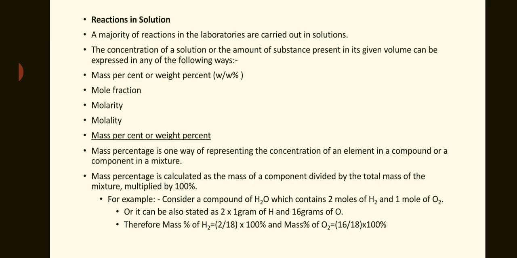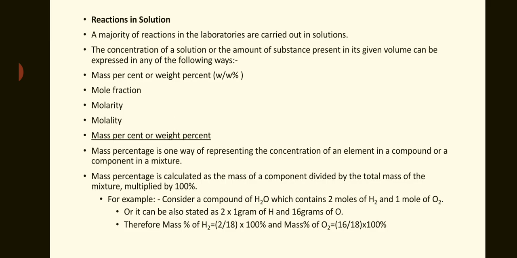So, mass percent or weight percent. Mass percent is one of the ways of representing the concentration of an element in a compound or a component in a mixture. How to calculate mass percent? Mass percent is calculated as the mass of a component divided by the total mass of the mixture, multiplied by 100, and we put the sign of percent.